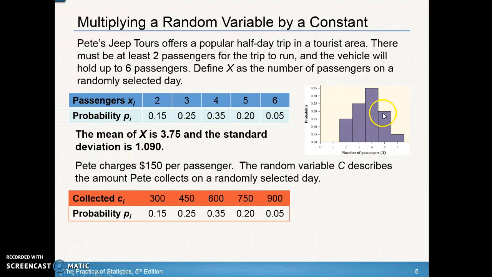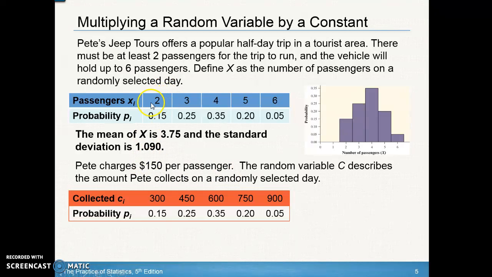So here's what we know. This is our original distribution. We know that he charges $150 per passenger. Must be a pretty good tour, right? The random variable C, I'm not defining it as X because I'm changing something, describes the amount Pete collects on a randomly selected day.